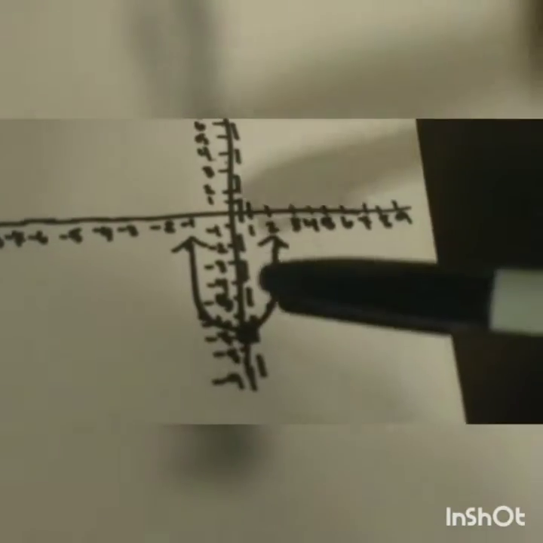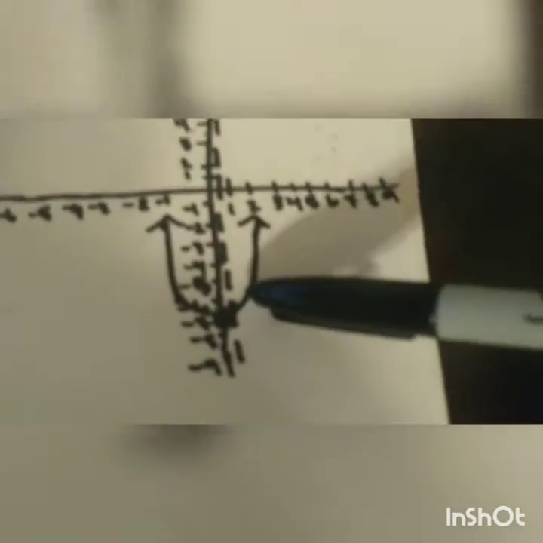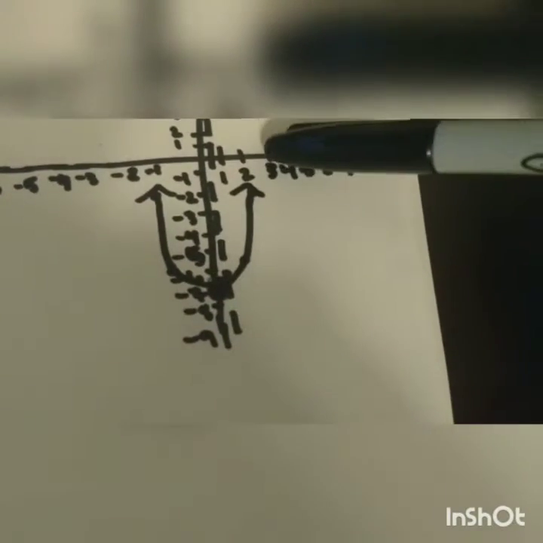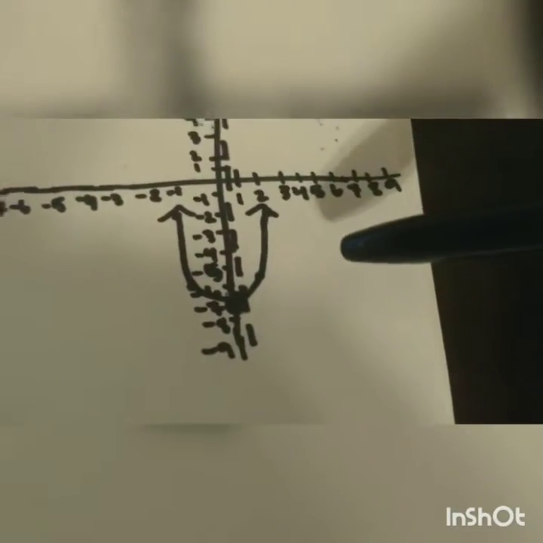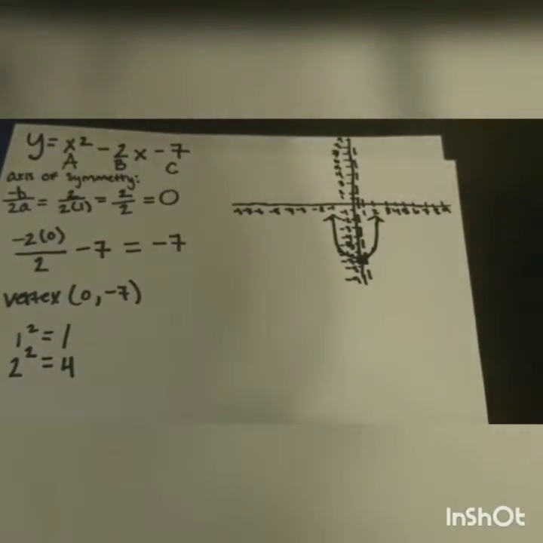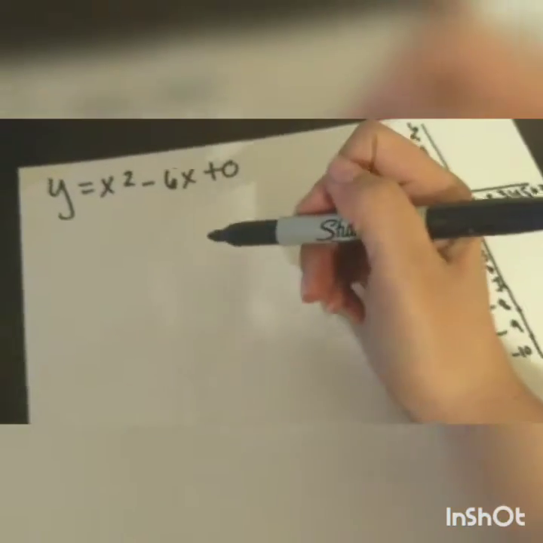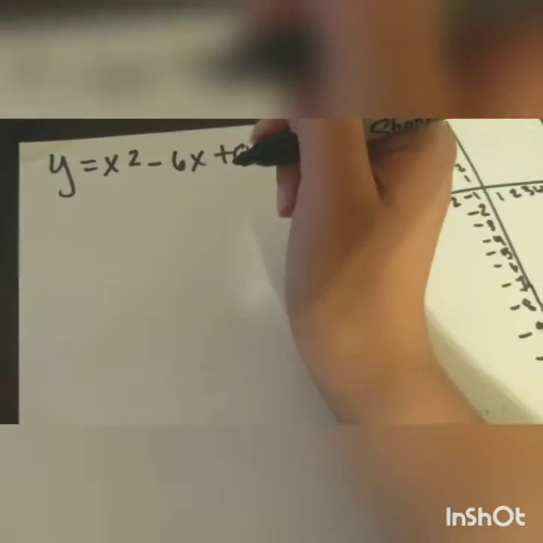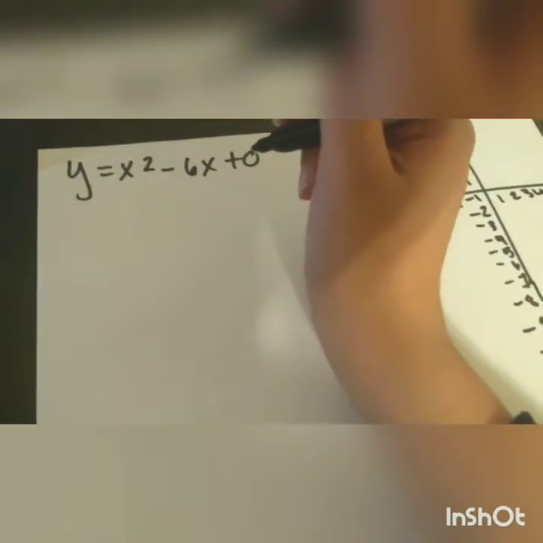When you graph your parabola, you always want to make sure that it's symmetrical on both sides, or else it is incorrect. So that is problem number 1, and I'm going to move on to problem number 2. We're just going to go through the same steps. I'm going to briefly go over it since I went over it in detail in the previous equation.